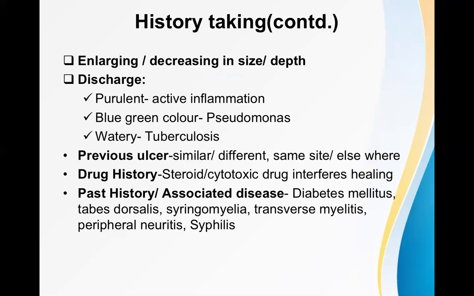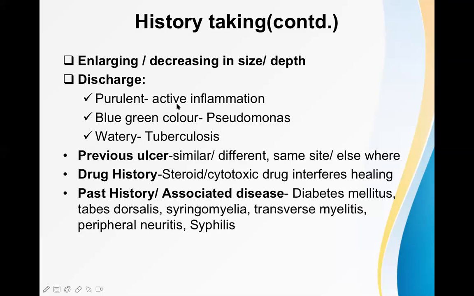Enlarging ulcer means it is getting worse than before. It is a progressing ulcer. Decreasing means it is getting better. And depth, if the ulcer is deeper and deeper, then also it is a very severe type, or a complicated one. A perfect example is a bed sore. It will go deeper and deeper. Now ask what type of discharge is coming from the ulcer bed or ulcer floor. Ulcer floor is the good point here. Bed, we cannot see it actually. Bed is the site where the ulcer rests.